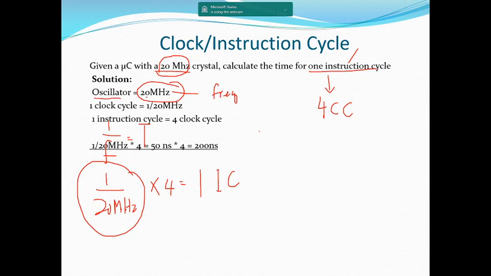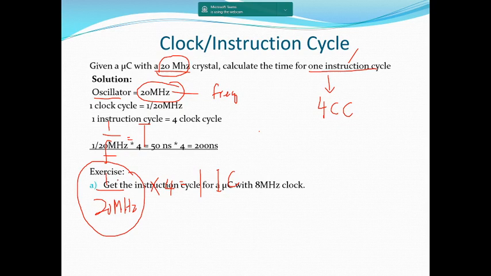Remember last time in secondary school when you learned physics in form 4, you used a ruler and played around with the frequency? That is actually a frequency, so it oscillates. I'm not sure whether you still learn that in form 4 or not. So the oscillator is about frequency and the clock cycles, and the clock cycle is different. One instruction is going to have 4 clock cycles. Okay, that's the relationship. Next one.